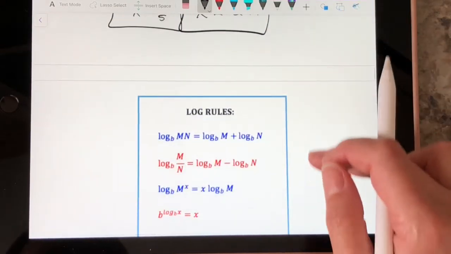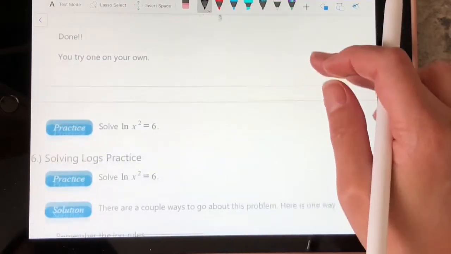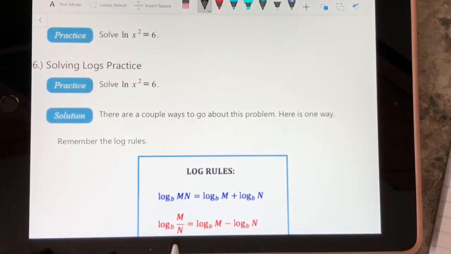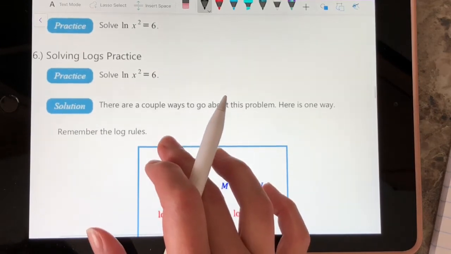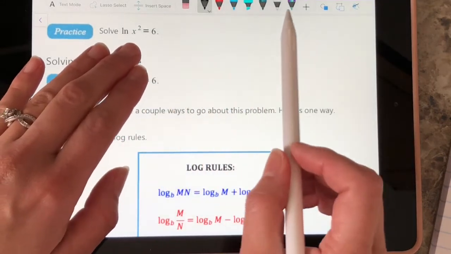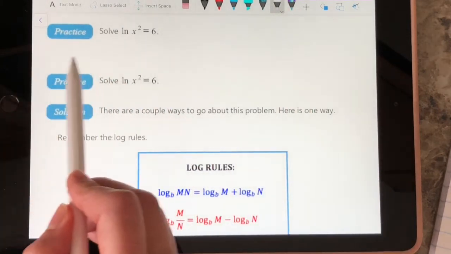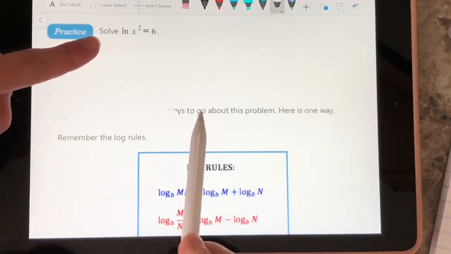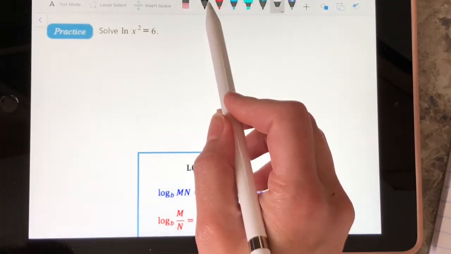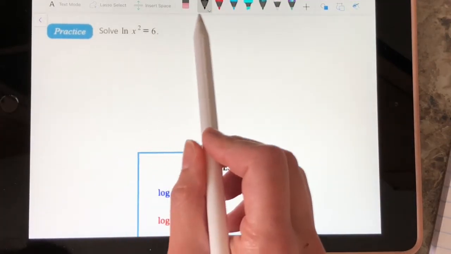All right, let's go ahead and do another example, because with solving logs, these are kind of problems that you just really need to practice. You just need to do a bunch of practice. So let's do this next one. I want you to take the time to write this down in your notebook. Solve natural log of x squared equals 6.